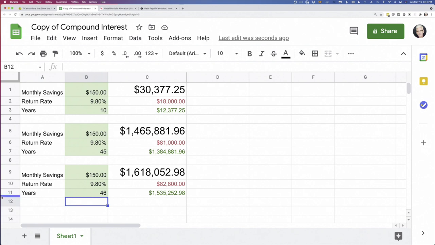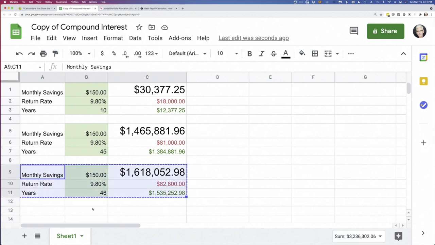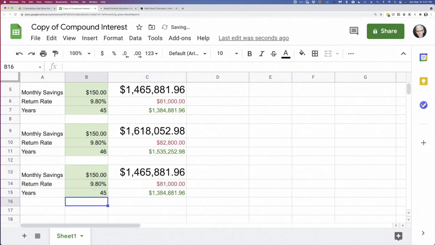All right. On to the next one. We'll just copy this one, go down one more. Here it is. So now what I want to do, and we'll actually put this back to 45 years. Now I want to show you how important this 9.8% figure is. Let's imagine that we didn't do quite as well, but we did well. Let's just assume we went to 9.5%. So that's only 0.3%, 30 basis points.